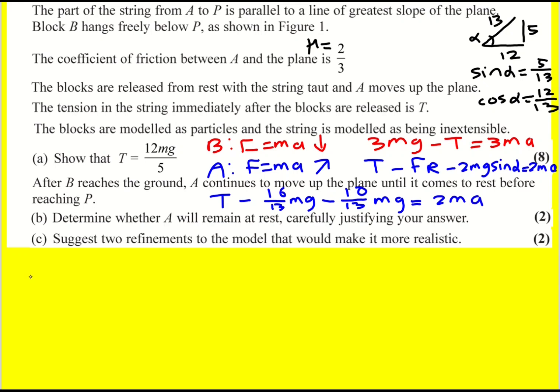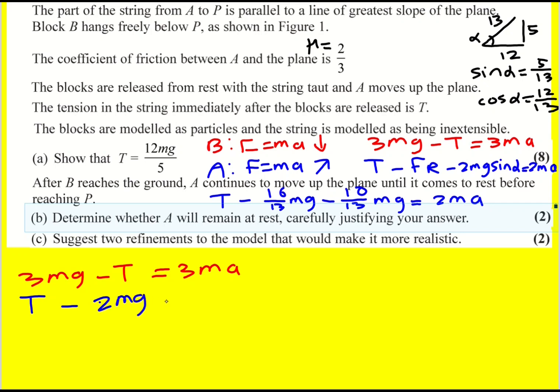Let me just write both equations down. So I've got my 3mg minus T equals 3ma. Remember, that was the equation of motion for A. And I just need to tidy this second one up. I'm going to get minus 26 over 13. Actually, that just becomes 2. So minus 2mg is equal to 2ma.